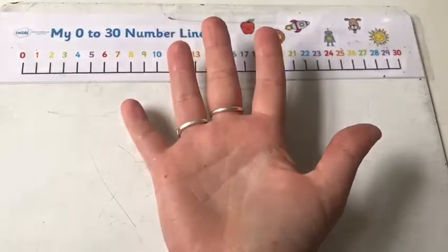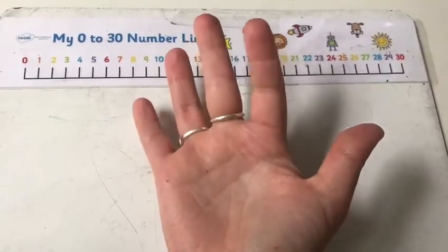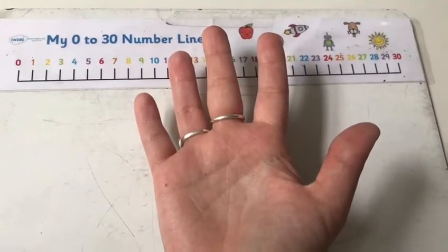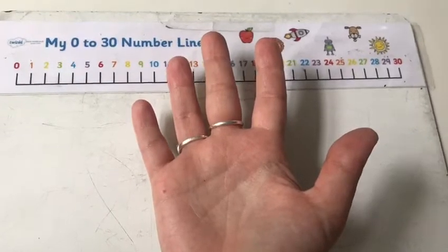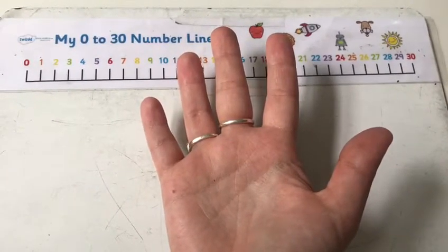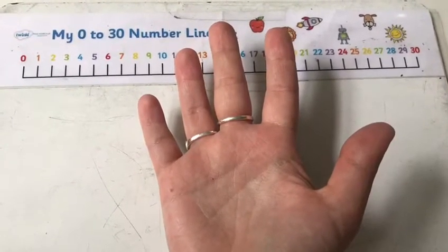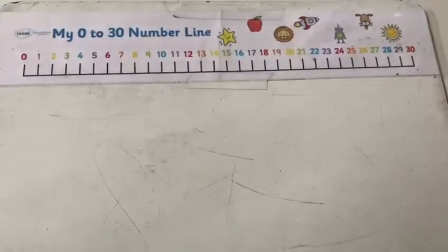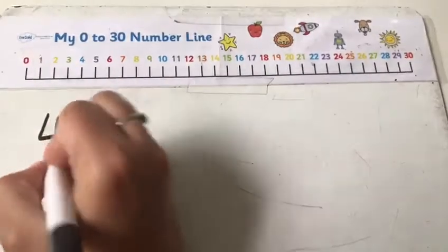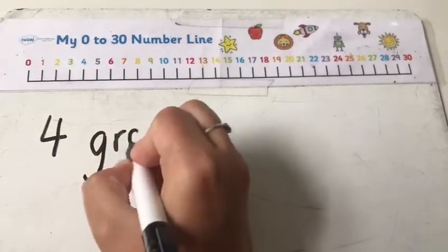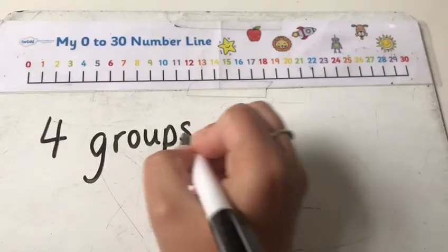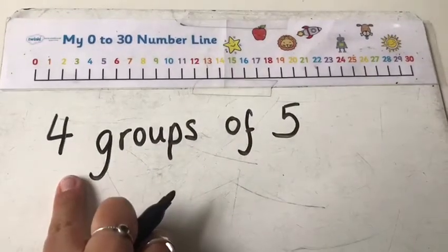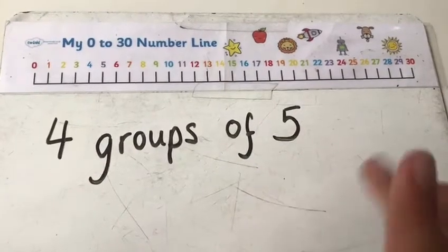Well, we can double check on mine. 1, 2, 3, 4, 5. We know we have 5 fingers on each hand. So if I wanted to work out how many fingers you have all together on all 4 hands, how would I describe this? Well, I would say 4 groups of 5, because there are 4 hands with 5 fingers on each hand.